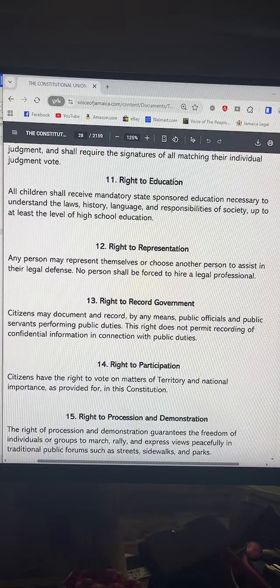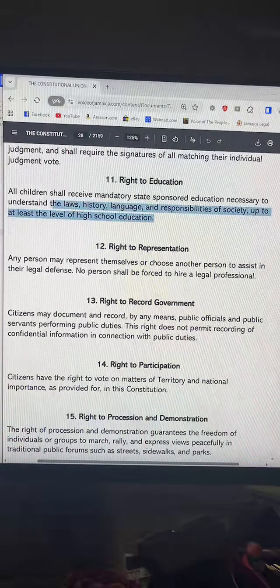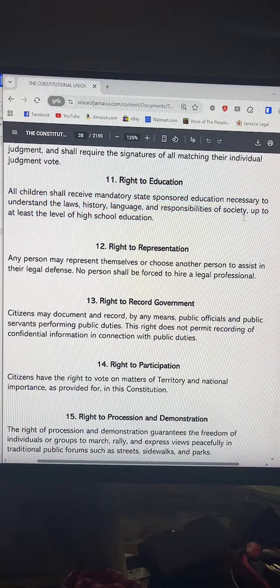11. Right to education. All children shall receive mandatory state-sponsored education necessary to understand the laws, history, language, and responsibilities of society, up to at least the level of high school education. Right? So the government is supposed to be providing essential education related to these things, at least up to high school. And there are other provisions within the Constitution that go beyond this. But this is the basic right being recognized.